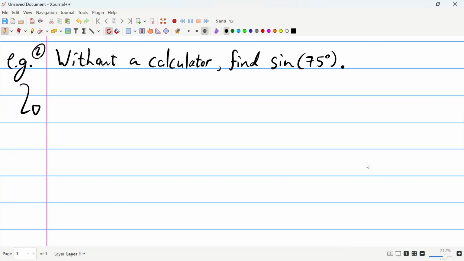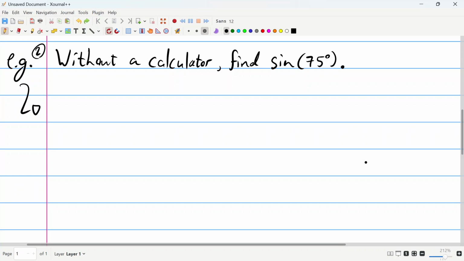The next question is example 2 that says, without a calculator, we need to find sine of 75 degrees. So in the last question, we were actually given the two angles, right? However, with this one, we don't really have a special triangle that tells us what is sine of 75 degrees explicitly. However, what we can do is break it up into two angles that may use a special triangle. Now, what two values can add or subtract to give 75 degrees that we are able to use without a calculator?